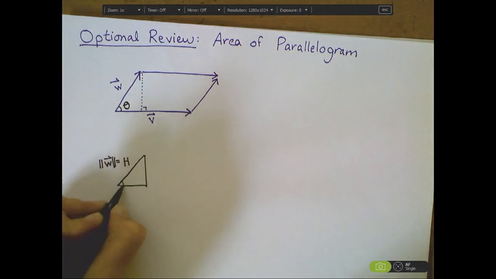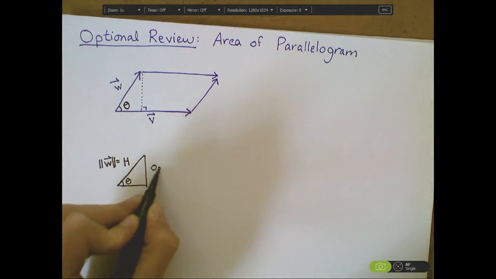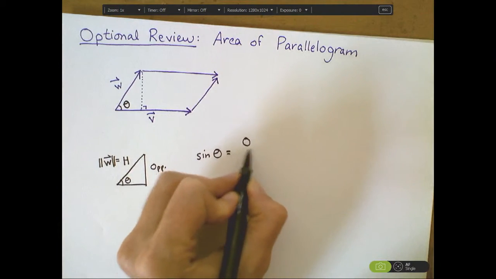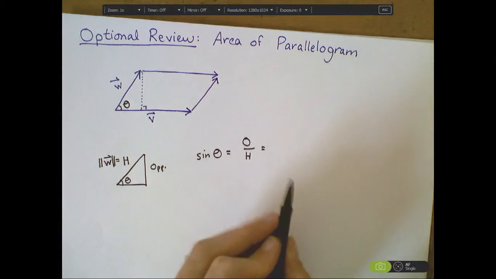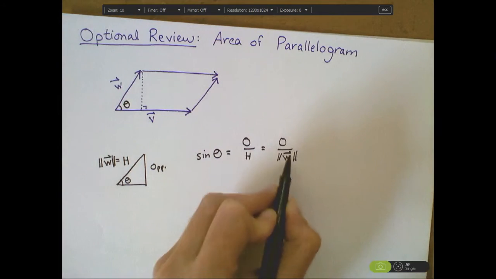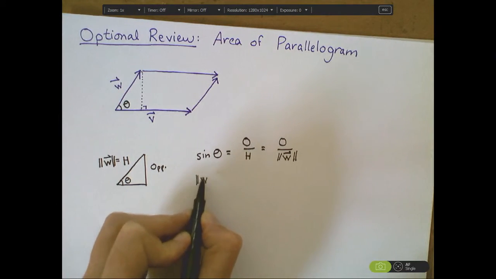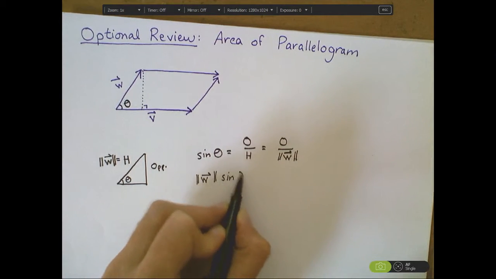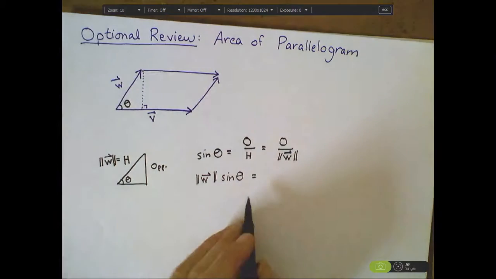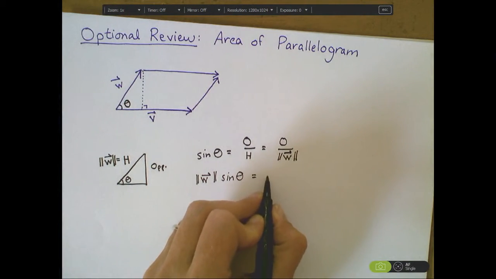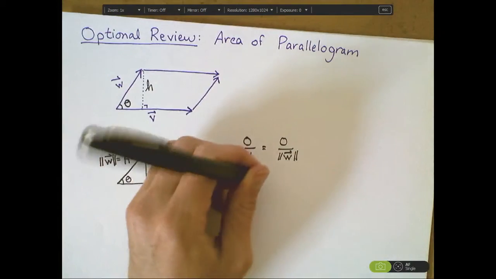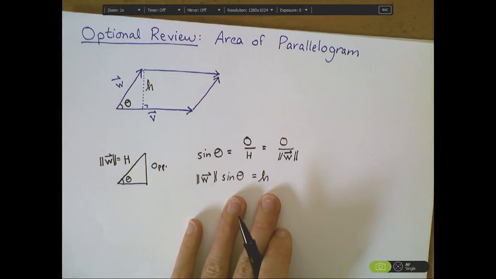And this side length is the opposite side, and so I know that the sine of theta is going to be equal to opposite over hypotenuse, which in this case is the opposite side that we're trying to find over the magnitude of w. Thus, the magnitude of w times the sine of theta is going to be equal to this opposite side, which was the side length that we were trying to find. Height, h is a bad letter to use. Maybe I'll use a lowercase h to represent the height there. So that's the height.